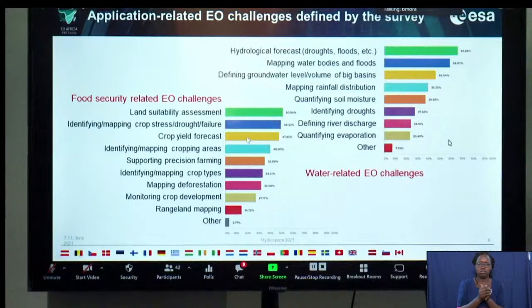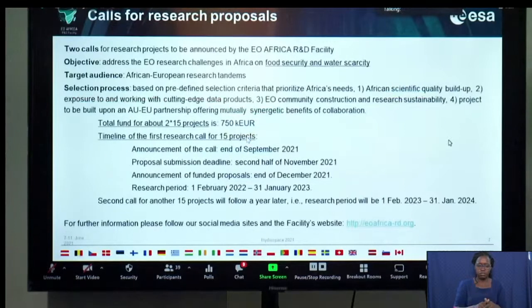On the water-related side, topics were related to drought and flood events, mapping water bodies and floods also, and finally, interestingly, almost half of the respondents mentioned defining groundwater level and volumes of big water basins. So those will help us shape capacity development activities, but also the research calls that will come soon. And this is what this new slide is about.